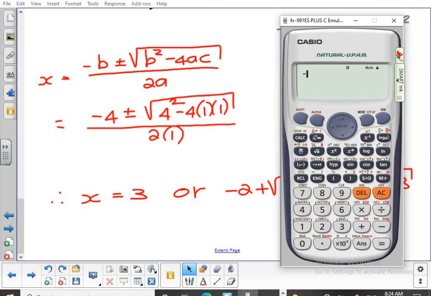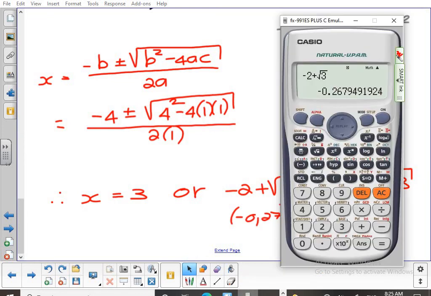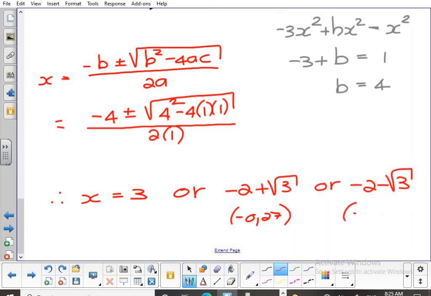So if you told me this, and then you would probably tell me minus 0.27 for that one, and for this one it would be minus 3.73, minus 3.73. So that would also be acceptable.